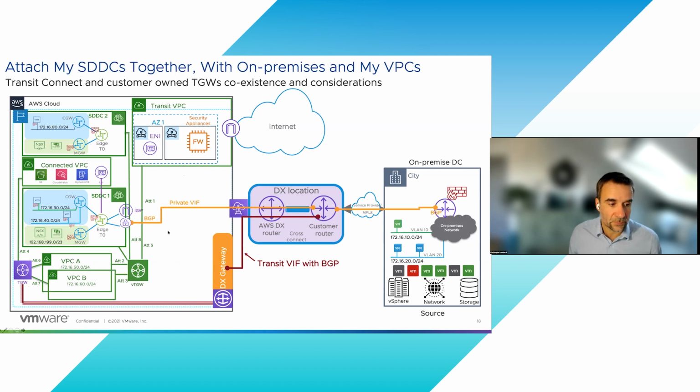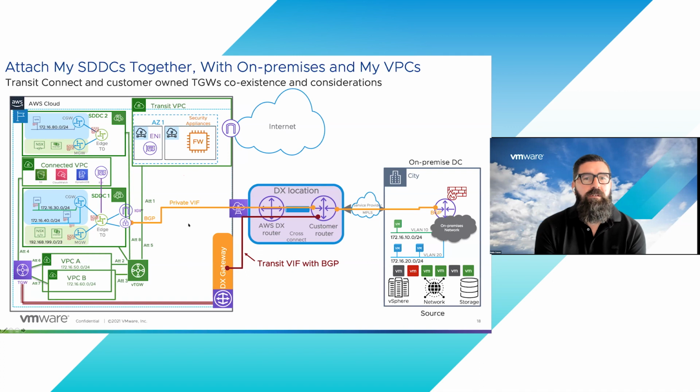And what we are seeing as well, and this is what I wanted to show on this diagram, is that we have customers that are leveraging both the VGGW and the native Transit Gateway, native TGW from AWS. And they can continue to have this connectivity from on-premises to their VPC. And they can also interconnect their on-premises to their SDDC. And they can interconnect all the SDDCs together with the VPCs and the transit VPC.